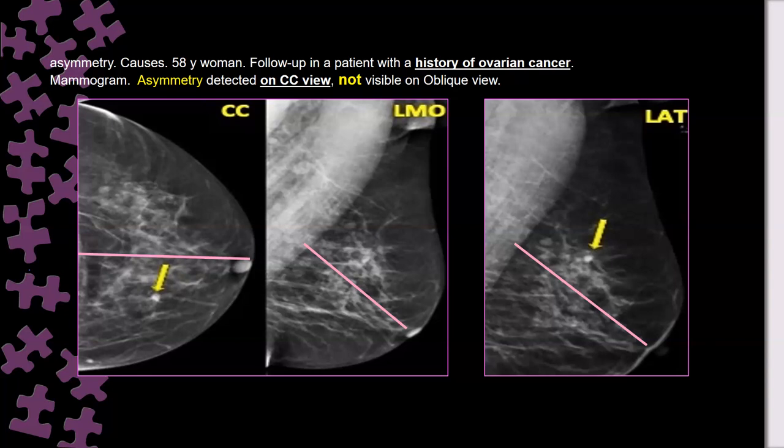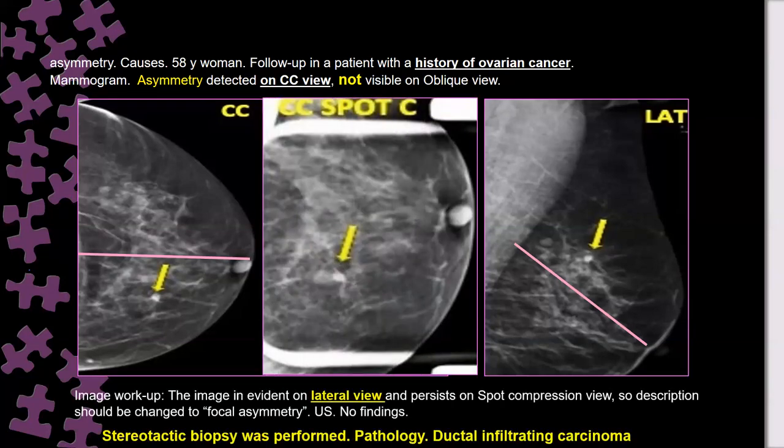This is usually what we call a lateral view, but since the lesion is here, to make it clear, we'll go for the lateromedial. This is the lateromedial, you can see. Now we call it asymmetry. No, mass now here. It is a mass. This is a lesion.